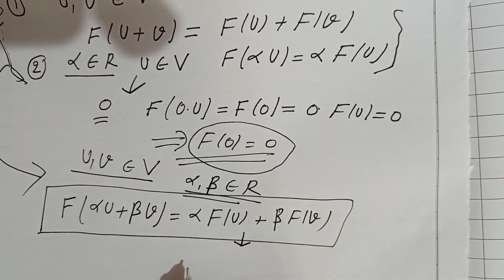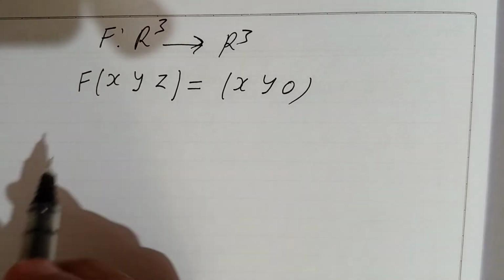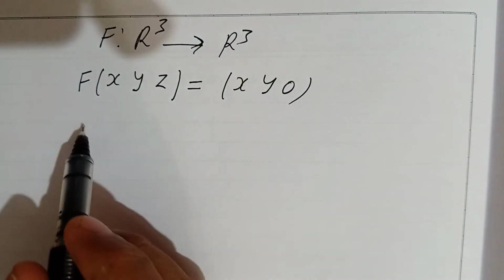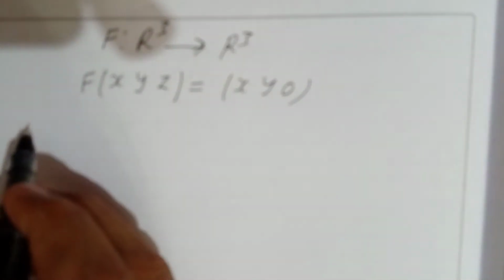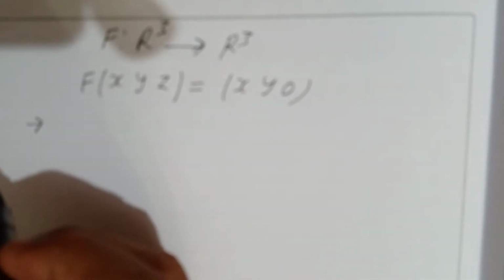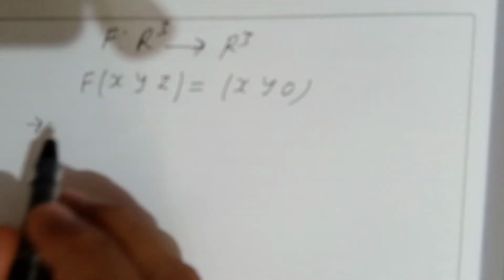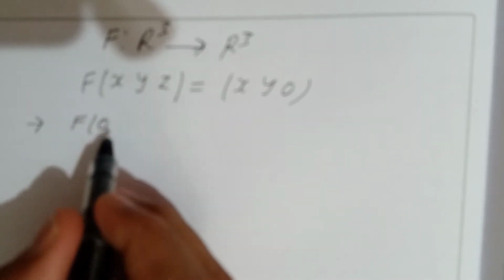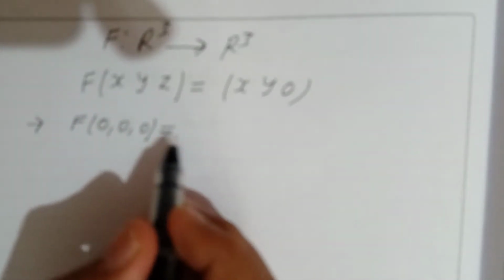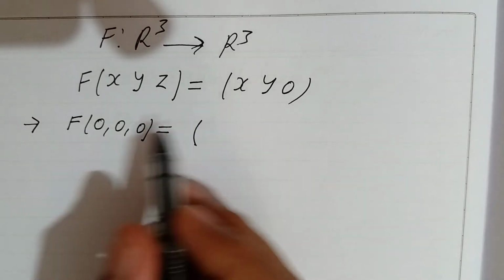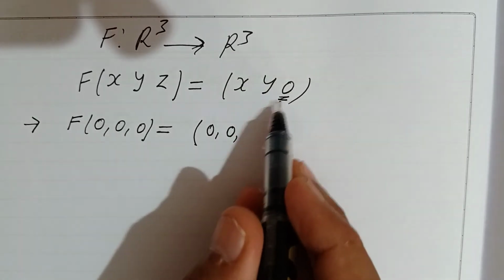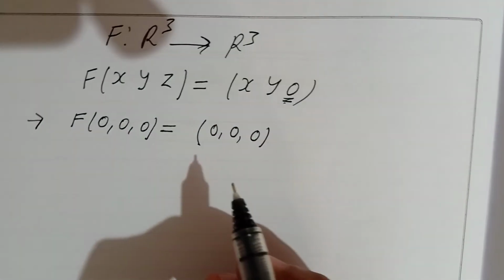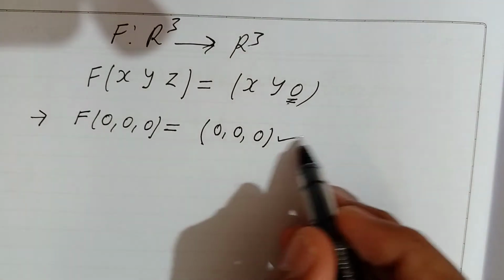Let us see a few examples of linear transformation. I have taken one example. f is a mapping from R cube to R cube, f of x, y, z equals x, y, 0. Let us see whether this is a linear mapping or not. First property, the image of the 0 vector: f of 0, 0, 0 equals, in the place of x we have 0, in the place of y we have 0, and the z component is always 0. So the first property, the image of the 0 vector is the 0 vector, is fine.